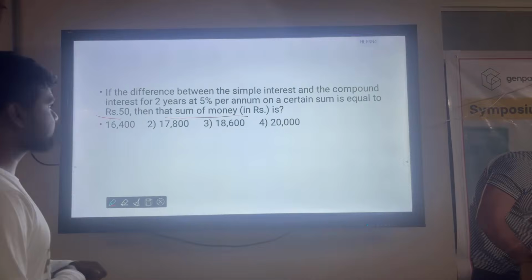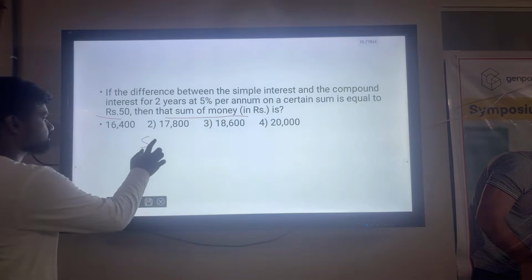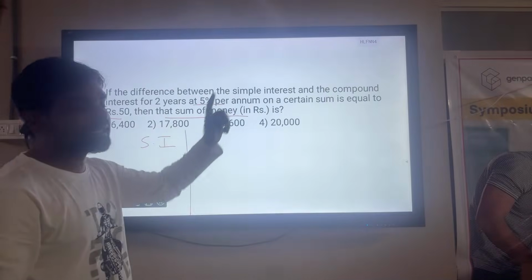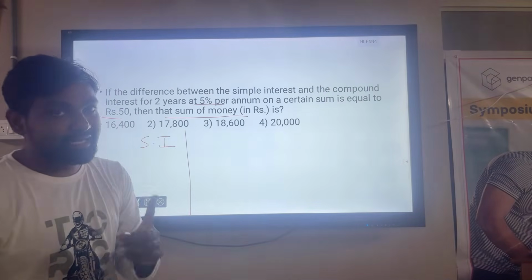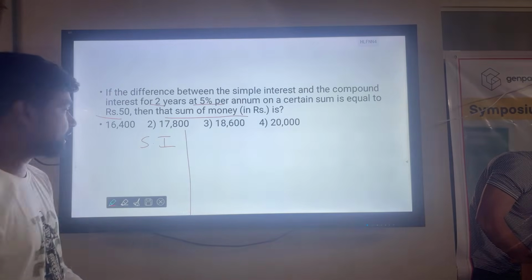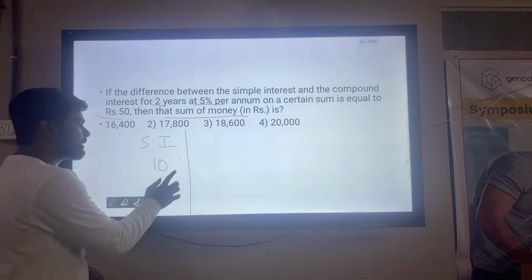Okay, first let us take simple interest. Simple interest they are calculating at 5% per annum. For 1 year it is 5%. They are taking 2 years. So 5 plus 5, totally what is the rate of interest? 10% interest.